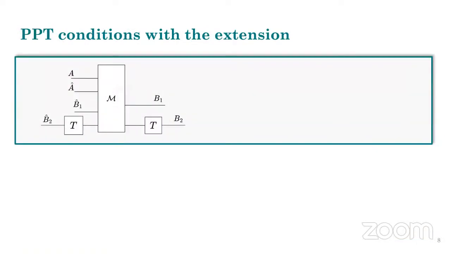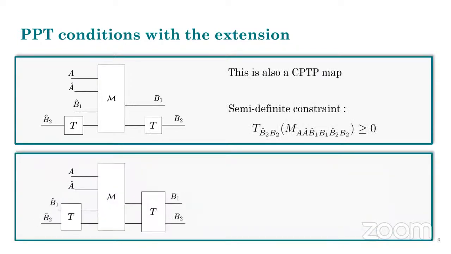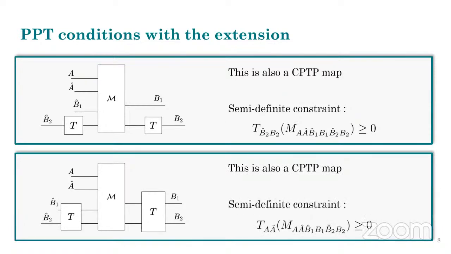So now we look at the PPT conditions for this extension. A channel is PPT preserving if the partial transpose on one of the systems... So this transpose is not a channel. This is just an action, and we demand that this total action is also a quantum channel, that it is a completely positive and trace preserving map. And this can be written as a semi-definite constraint. And we demand that the joint system of both Bobs is also PPT preserving. So this also has to be a quantum channel, and it has a simple semi-definite constraint.